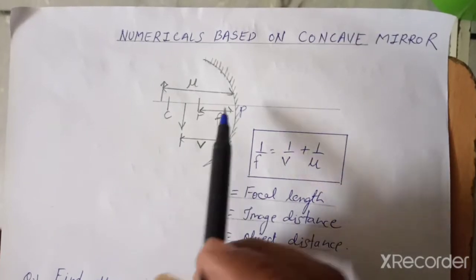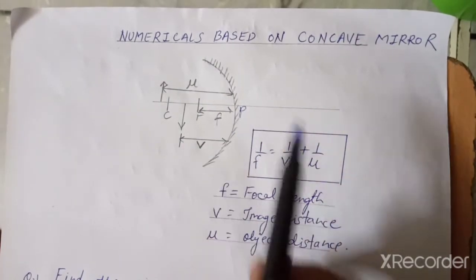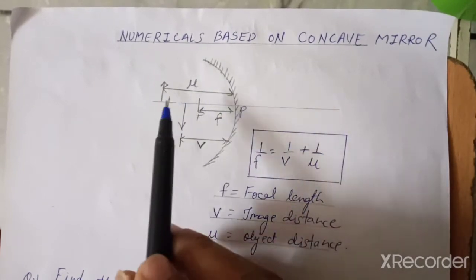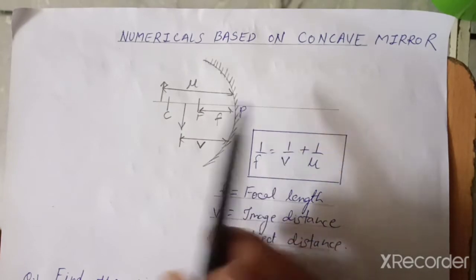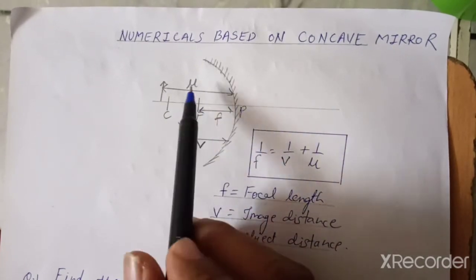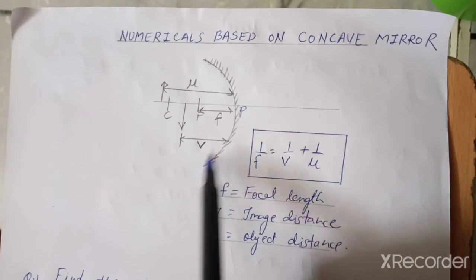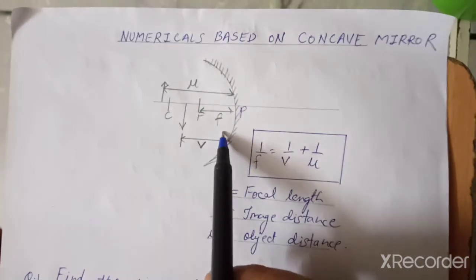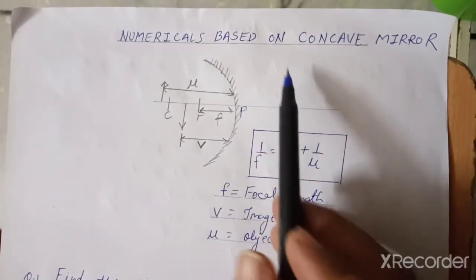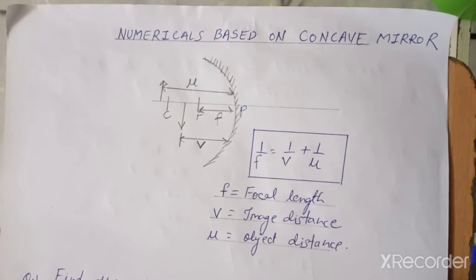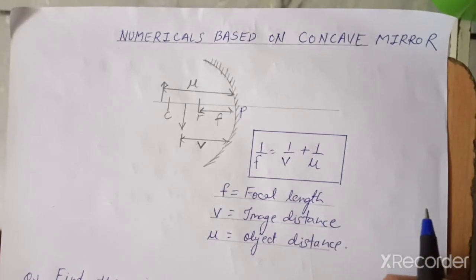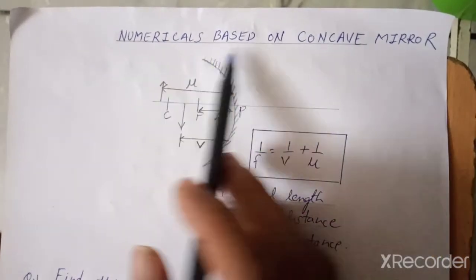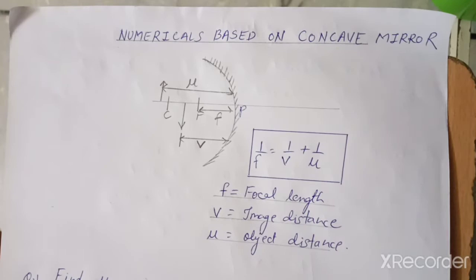Whenever there is a numerical on the concave mirror, you have to remember whether the image is forming on the left hand side or the right hand side. If it is on the left hand side, then U, V and F will all be considered negative. If the image is forming on the right hand side, then U and F will be considered negative, but the image distance will be considered positive. So let's do the numerical so that it becomes clearer what the sign convention is and how we can solve numericals based on the concave mirror.